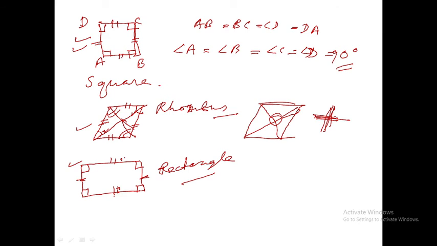Okay. Now comes properties of a parallelogram. Let us see the properties of a parallelogram. We shall take theorem 8.1. Theorem 8.1 says a diagonal of a parallelogram divides it into two congruent triangles.